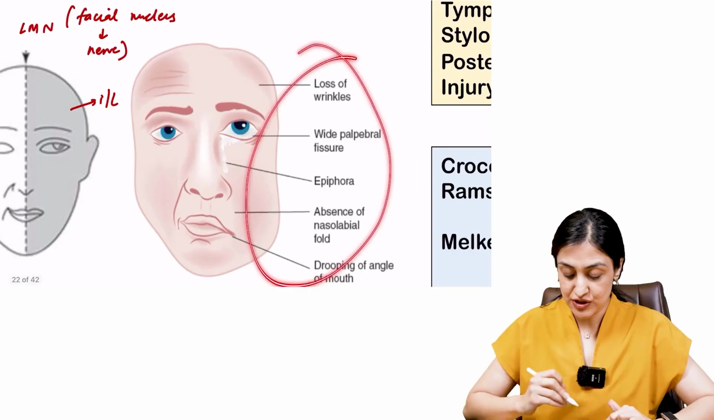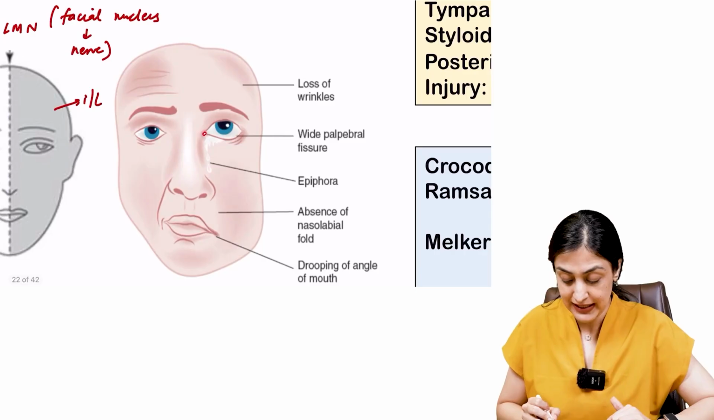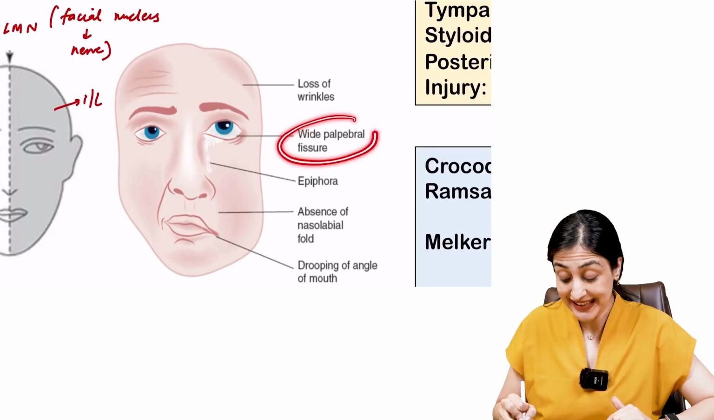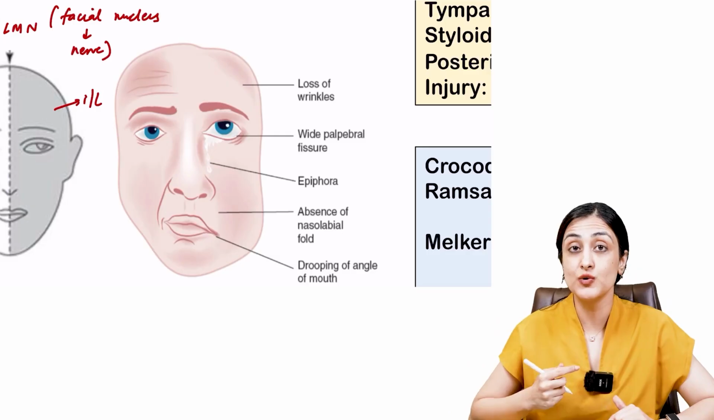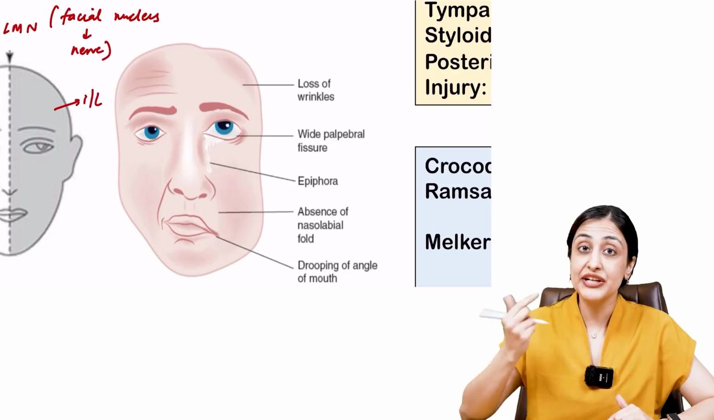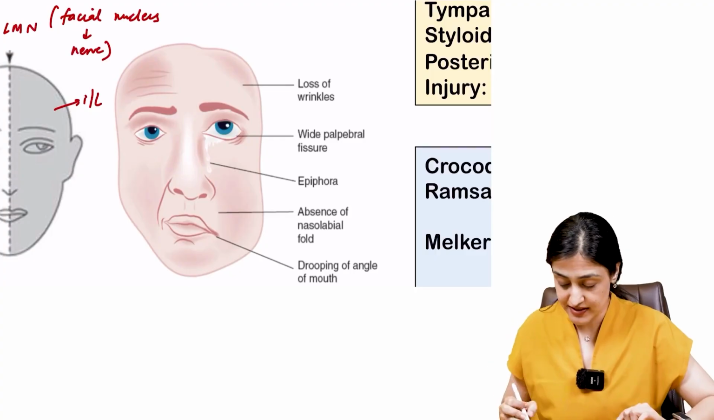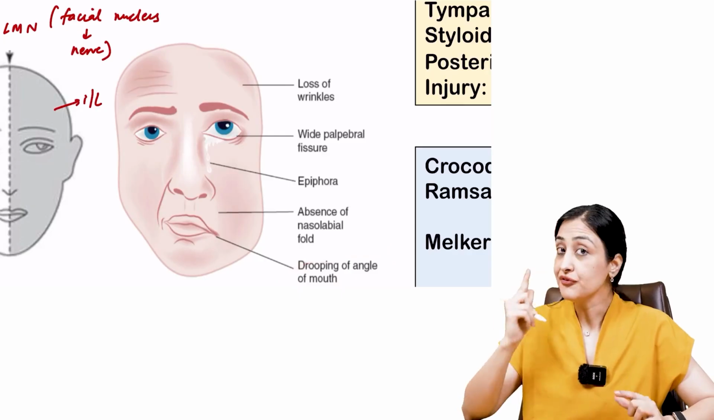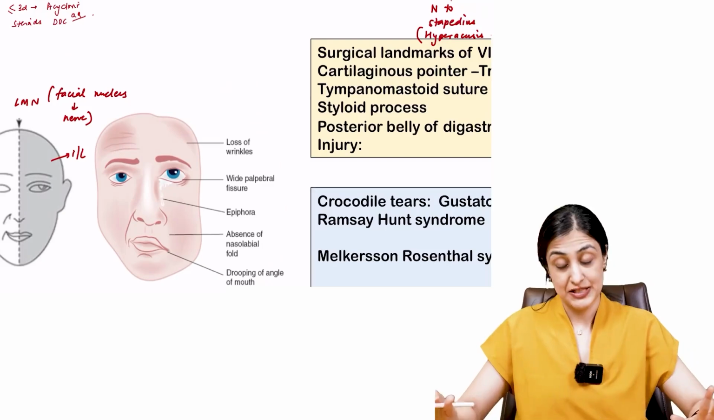And how does the patient look? Something like this. So you can see the forehead wrinkles are lost. I can't close my eyes because orbicularis oculi is not working. So there is a wide palpebral fissure. You will have lagophthalmos because you can't close the eyes, resulting in keratitis also. You will continuously have tears dropping because the eye is getting irritated. Absence of nasolabial fold and drooping of the angle of mouth. So all of these things are going to happen in Bell's palsy.